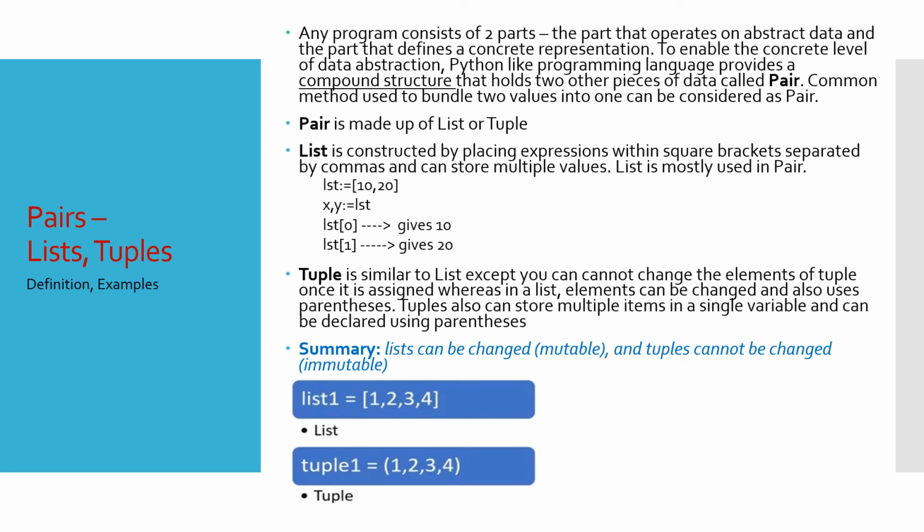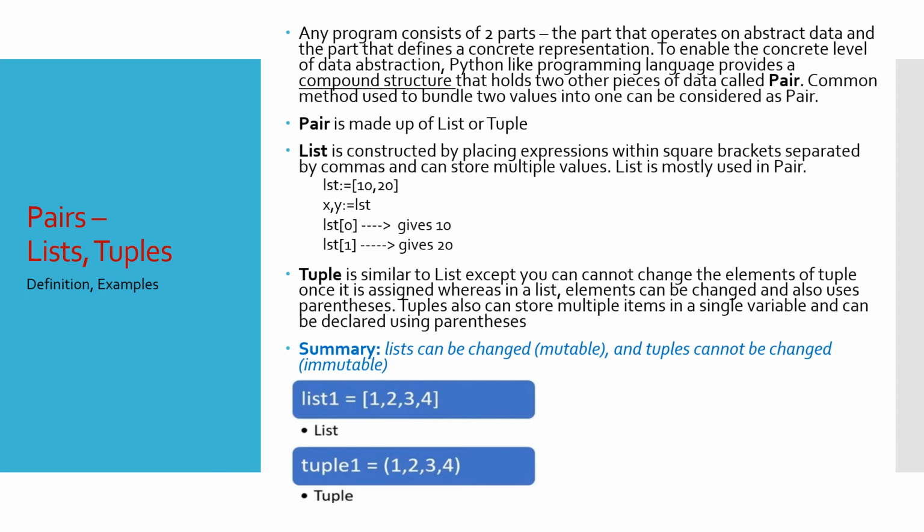It's more specific to this language, and obviously the concept of list could be completely different in a different programming language, which is important for you to understand. It's not a universal standard. Same way, tuple. Tuple is almost similar to list, except you cannot change the elements of a tuple once it is assigned, whereas in a list, elements can be changed, and it also uses parentheses.